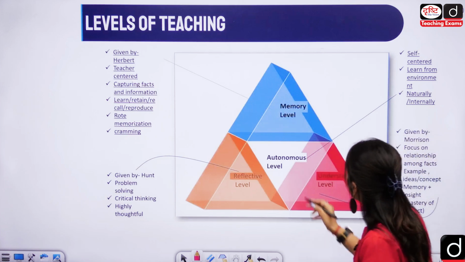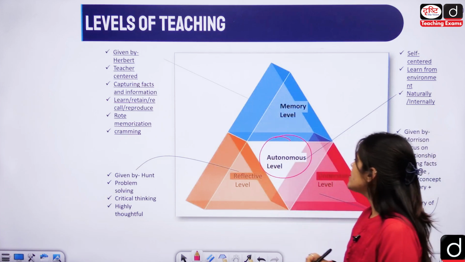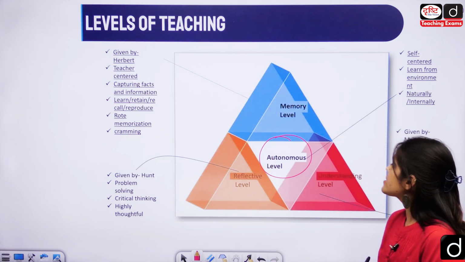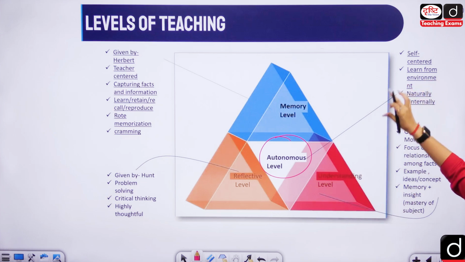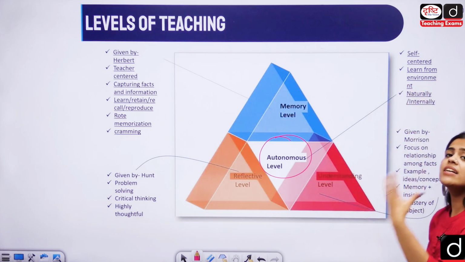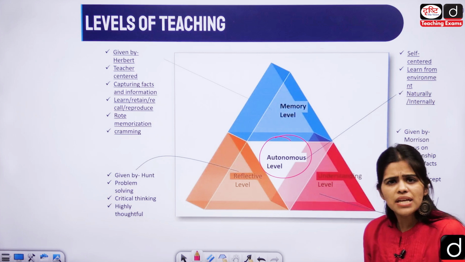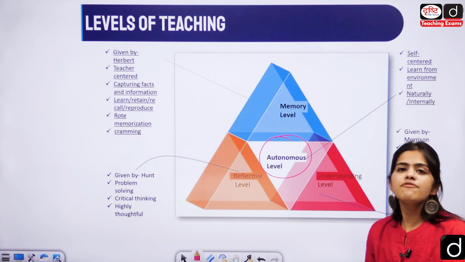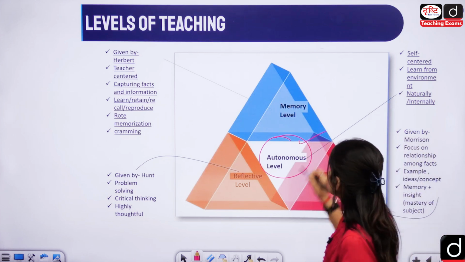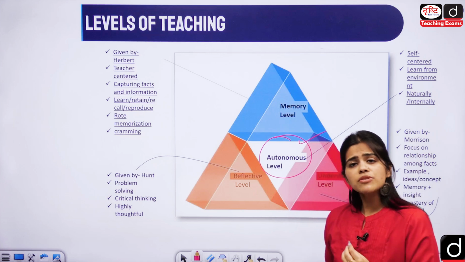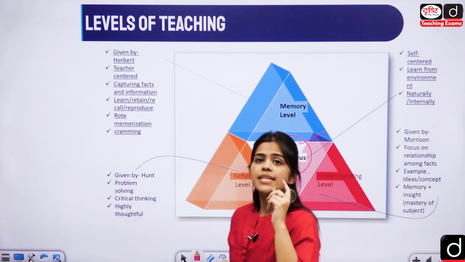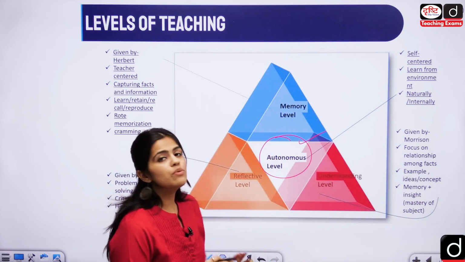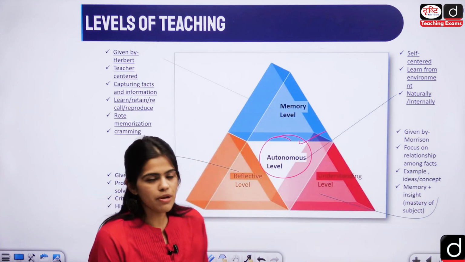Now, of course, we will also be looking at the fourth level that was added later, called the autonomous level. This autonomous level is a level where we see that self-centered learning is done. Hence, sometimes it is also called negative learning. We'll be looking at this further, but when it comes to the levels of teaching, you have to remember that there are three levels only. This fourth level was added way later. We'll be looking at that.